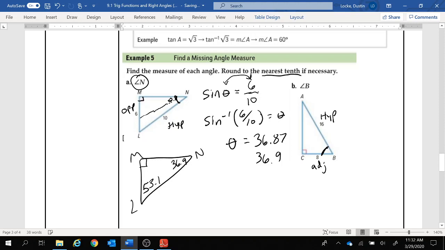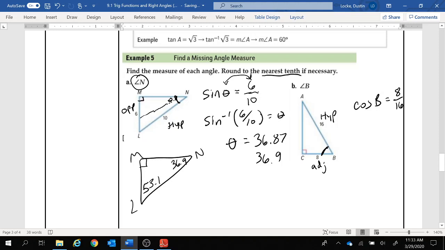So just for time purposes, I'm going to go ahead and write these out. This is adjacent and hypotenuse, those two side lengths, right? So that would be your cosine function. So I'm going to do cosine B or cosine theta. It doesn't matter which variable you use, as long as you set up the right ratio. That would be 8 over 16.